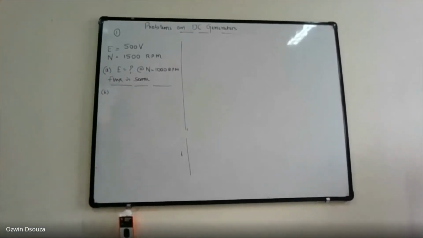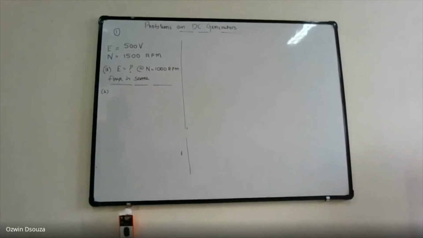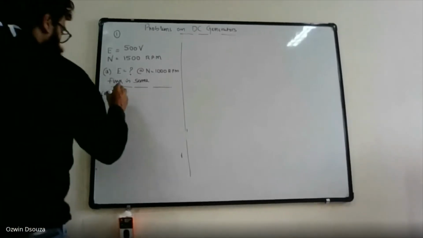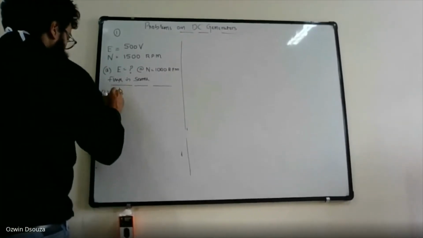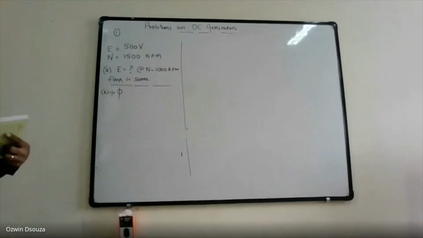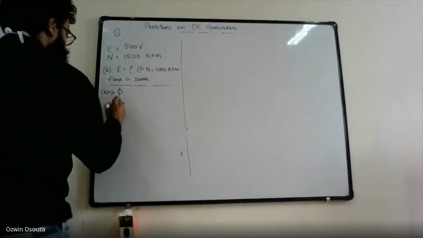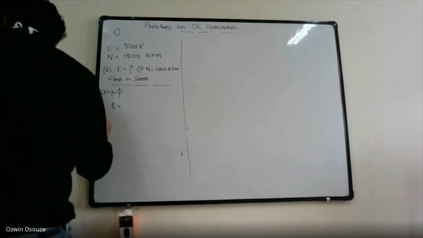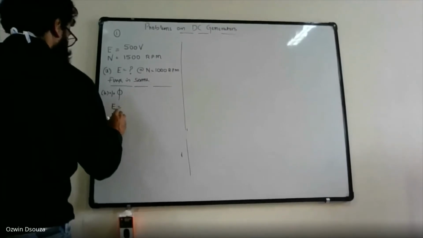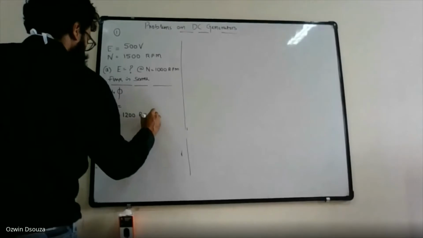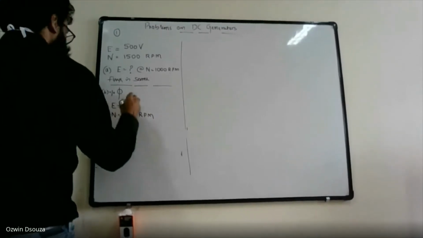find the percentage increase in flux so that the induced EMF at 1200 RPM is 600 volts. So percentage change in flux so that the induced EMF at 1200 RPM is 600 volts.